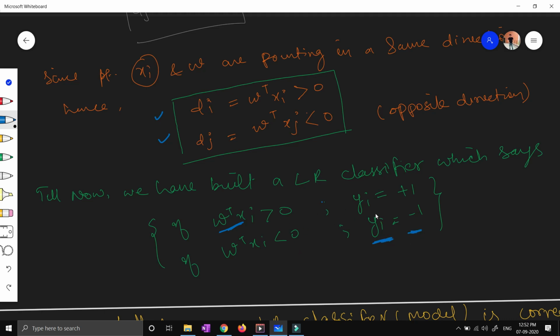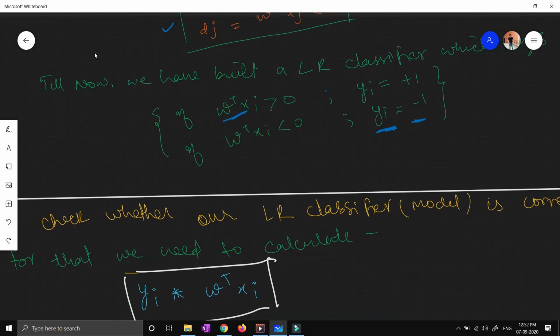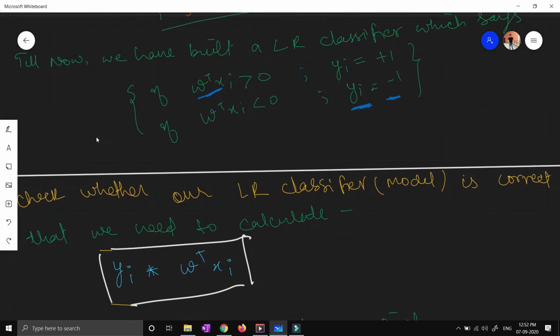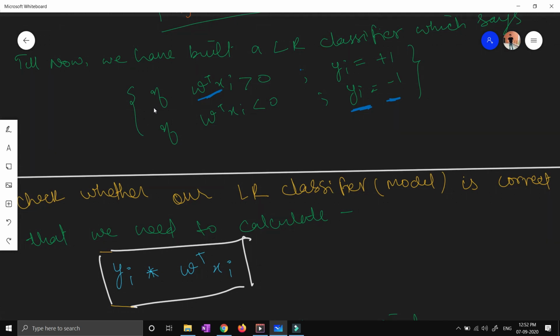That's it. I have randomly created a plane pi, as of now, and upon this I have calculated the distance of the points xi and xj from the plane, which are di and dj respectively. If it is greater than 0, I'll say that my point belongs to the positive class. If it is less than 0, I'll say that my point belongs to the negative class. That's it. So till now we have built a logistic regression classifier, in which I'll be able to say which class my points belong to, either positive or negative.